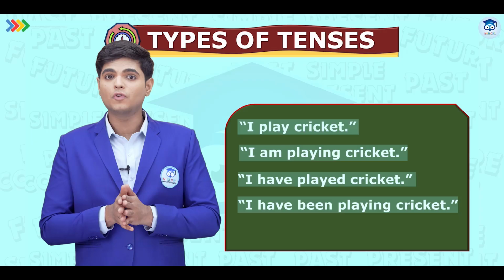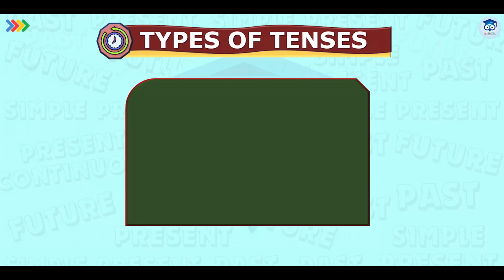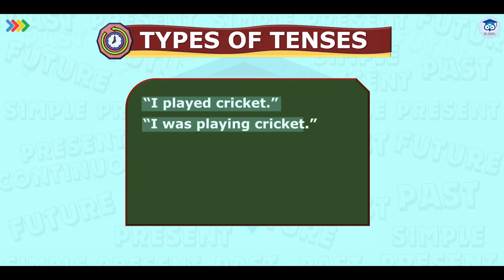Now, let's shift all these into the past tense. Firstly, I played cricket is simple past, tells us the action is complete. Then, I was playing cricket is past continuous, tells us actions that were ongoing at a certain time in the past. Moving on, I had played cricket is past perfect, used when one past action happened before another past event.